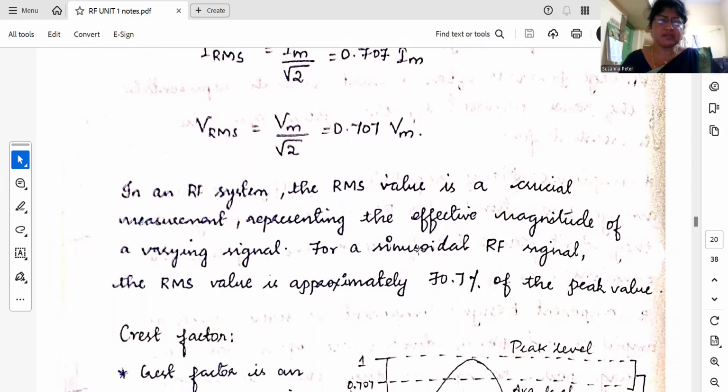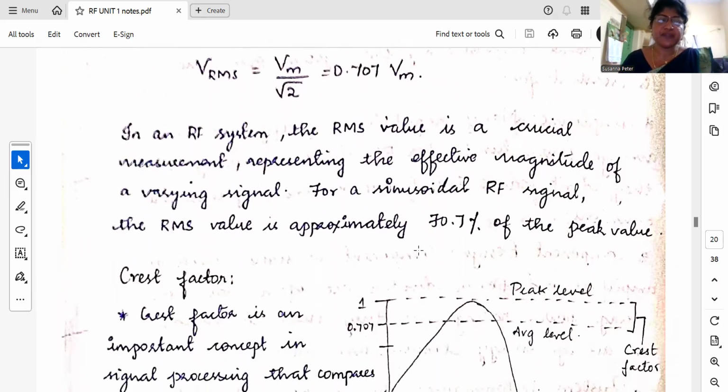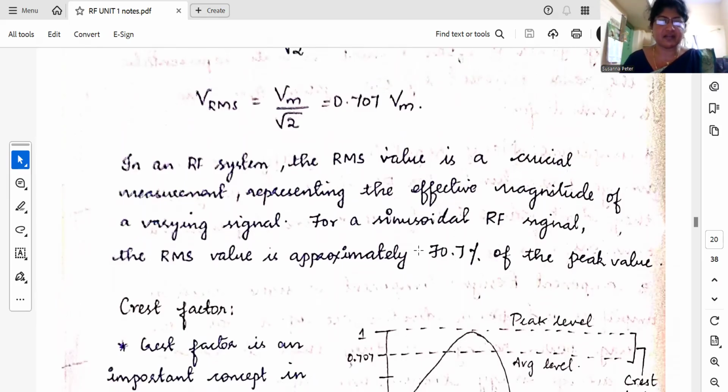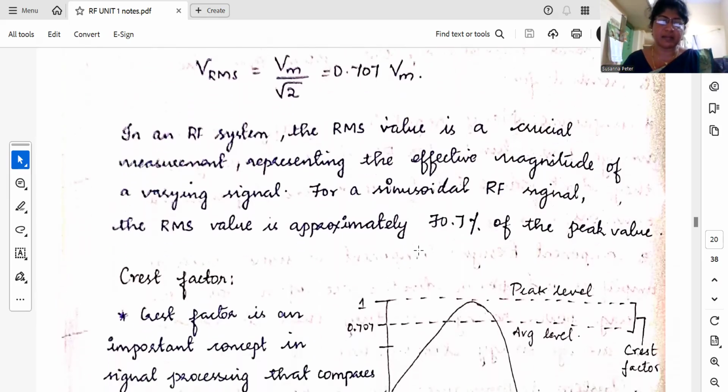So in an RF system, the RMS value is a crucial measurement. It represents the effective magnitude of a varying signal. So a signal parameter called magnitude can be represented using your RMS value. Mainly our RMS value is used in spectrum analyzers and in power meters. There and all we use RMS values.